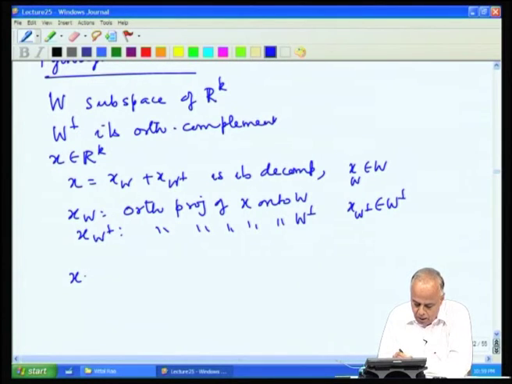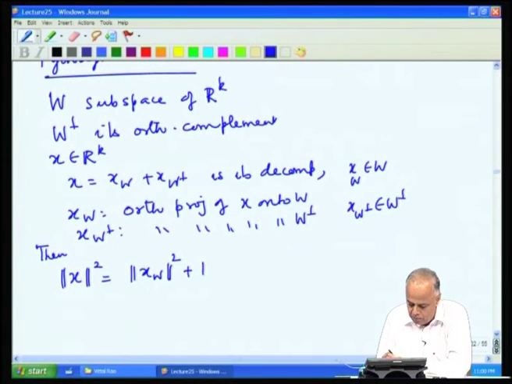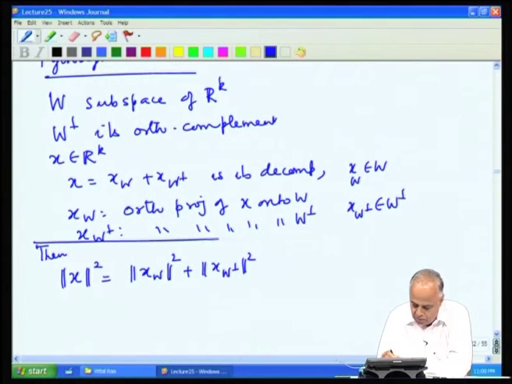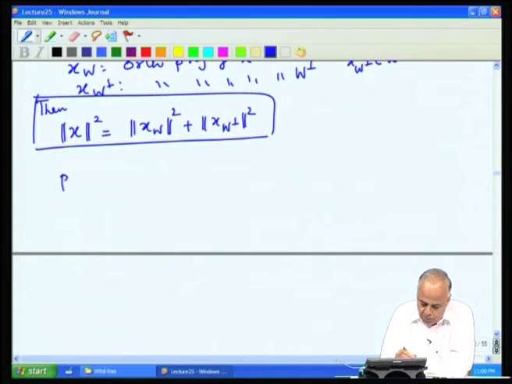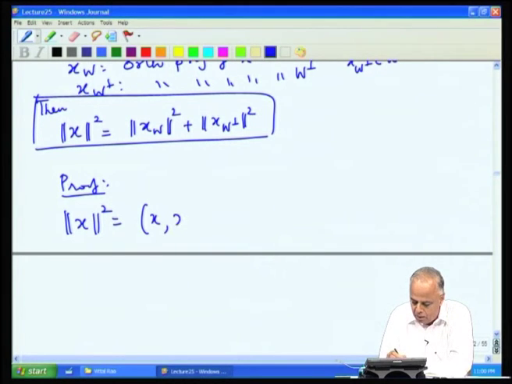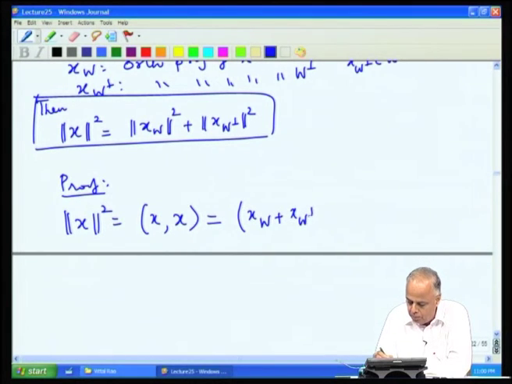Now, let us look at the length of x squared. Then the length of x squared is equal to the length of x_W squared plus the length of x_W perp squared. This is what the Pythagoras theorem is. Let us prove that. It is a very simple proof. The length of any vector squared is given by the dot product of the vector with itself, but now we are given that x is x_W plus x_W perp.